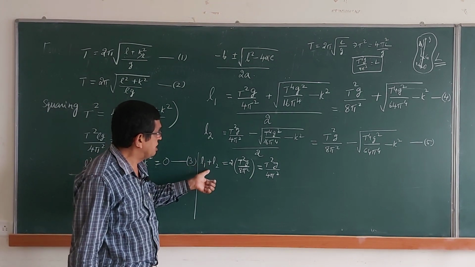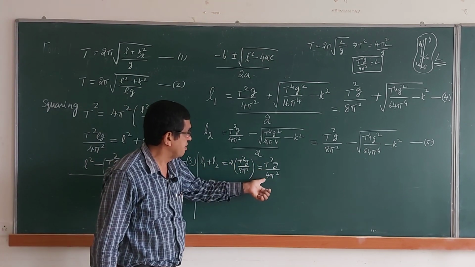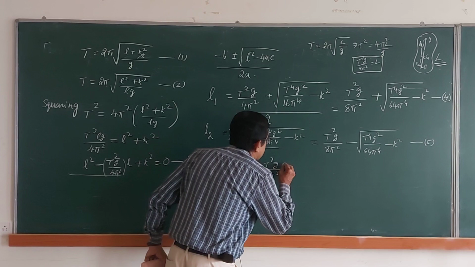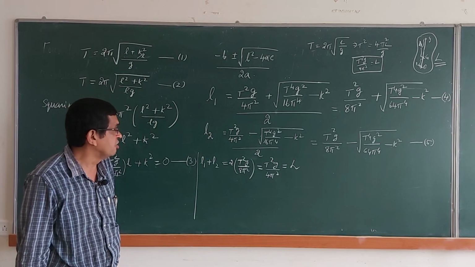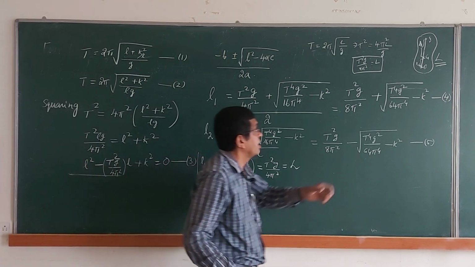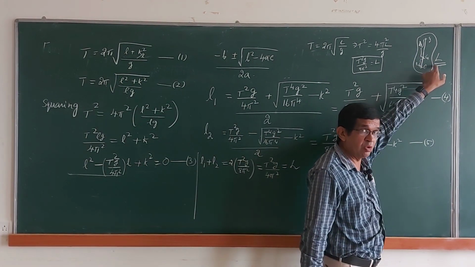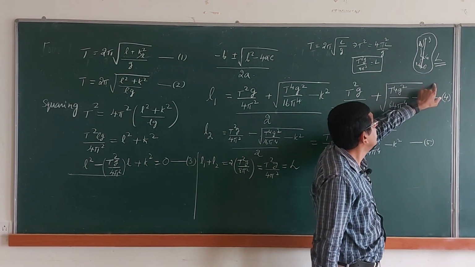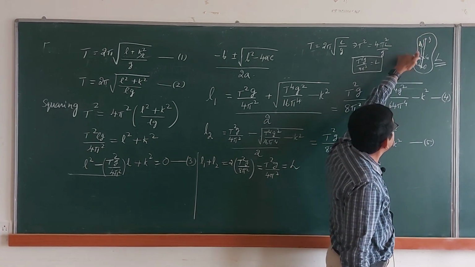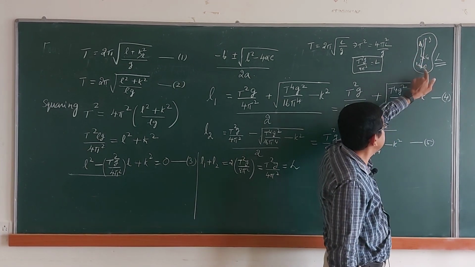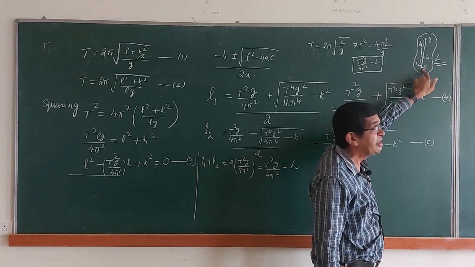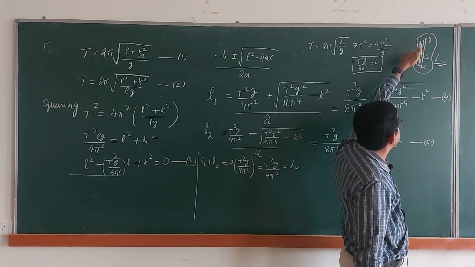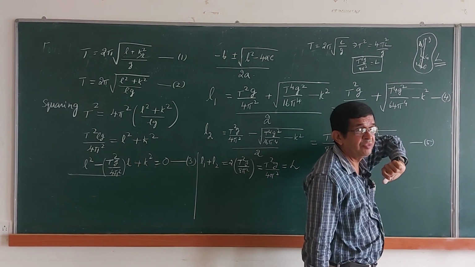Therefore, L1 plus L2 is equal to T square G by 4 pi square, which is nothing but the capital L, the length of the compound pendulum. Since L1 plus L2 is equal to L, this is the L1, and this is the distance between the center of gravity and the center of oscillation, that is L2. Therefore, L1 plus L2 is equal to L.